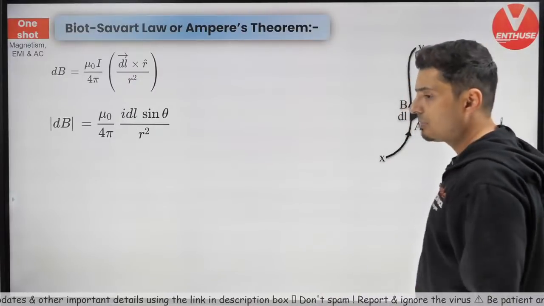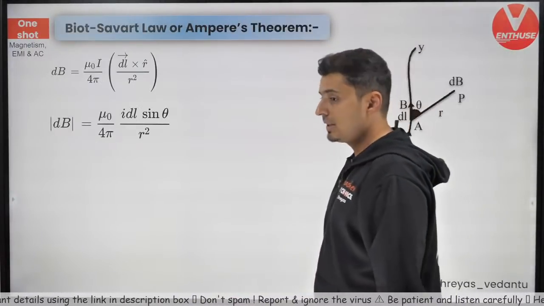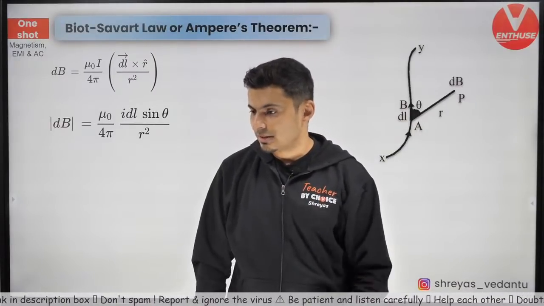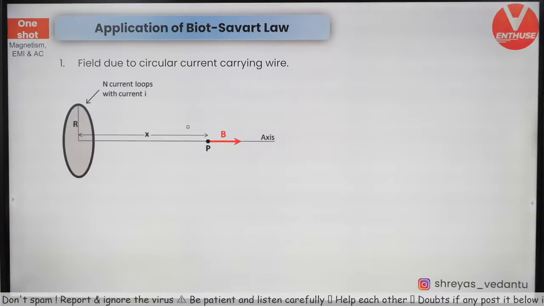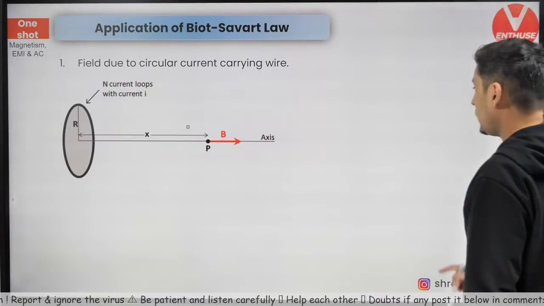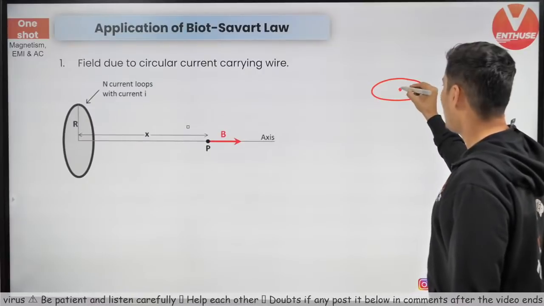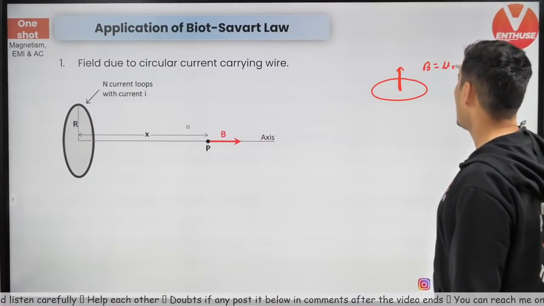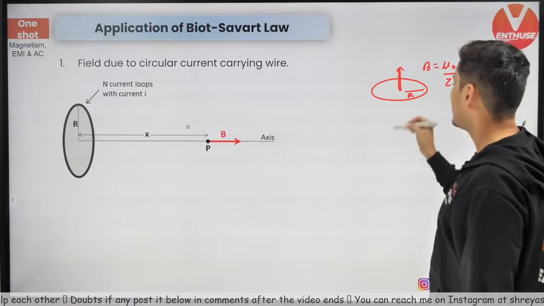Now, the next important formula which you should remember, let's see. Fields due to different geometries. Okay. So, first formula. Field due to a coil. I think I just gave you the formula for field due to a coil at the center. At the center, the formula is mu naught I by 2r, where r is the radius.